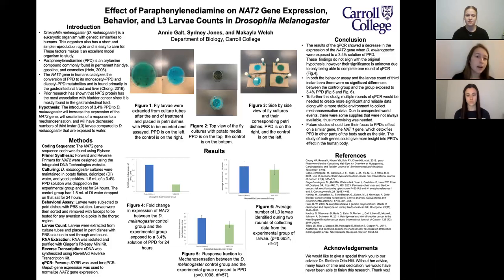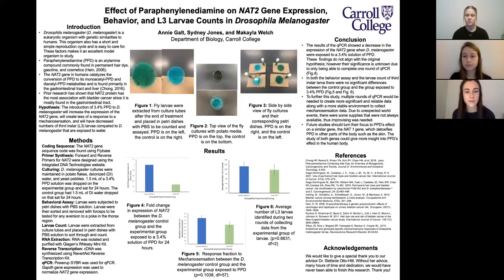Our hypothesis is that the introduction of 3.4% PPD to Drosophila melanogaster will increase the expression of the NAT2 gene, will create less of a response to mechanosensation, and will have a decreased number of third instar, which is the L3 larva, compared to Drosophila melanogaster that is just exposed to water.